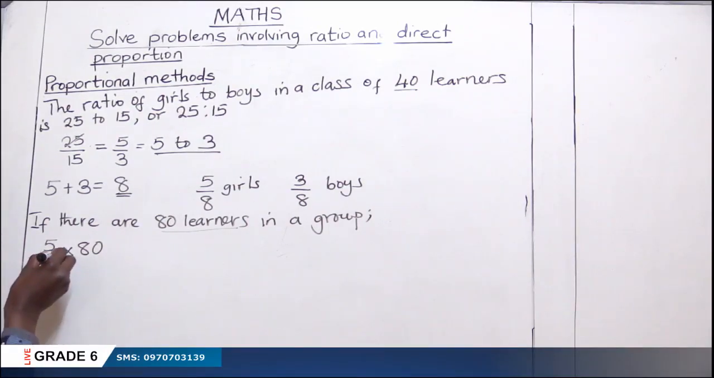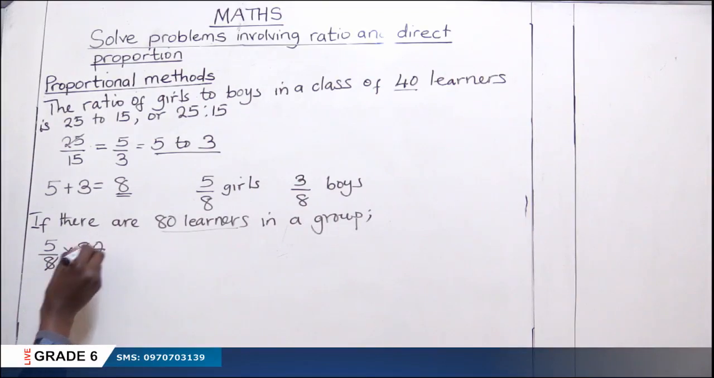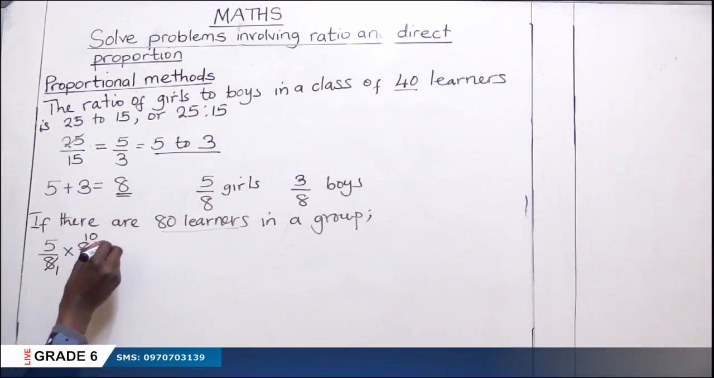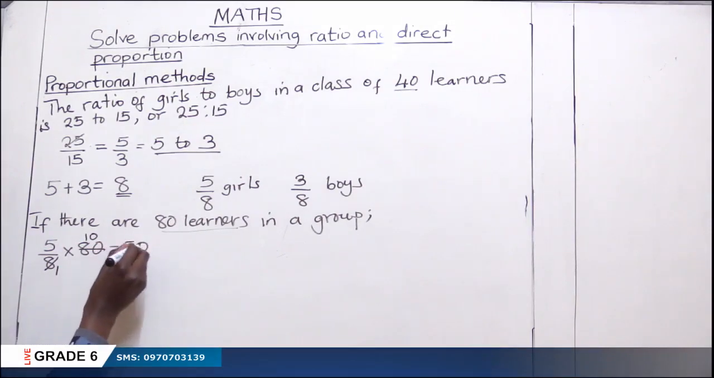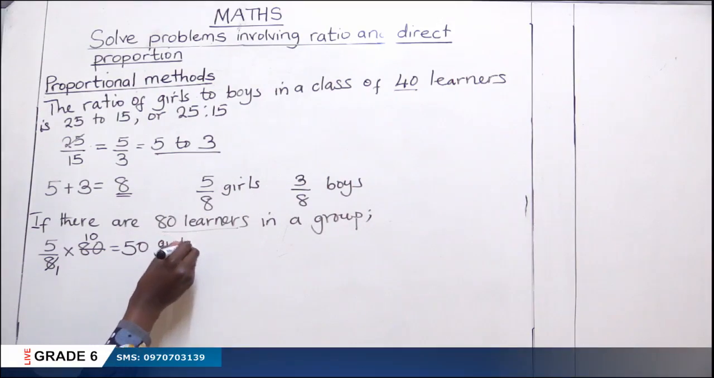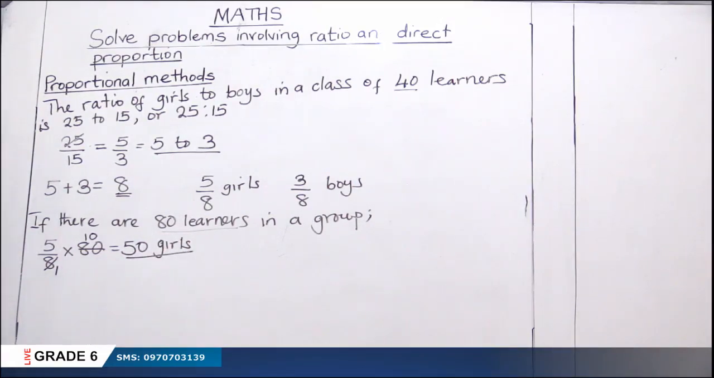We can divide 8 into 8, it's 1. 8 into 80: 8 into 8 is 1, 8 into 0 is 0. So the answer is 10. 5 times 10 is 50. Therefore, we have 50 girls in that class of 80 learners.